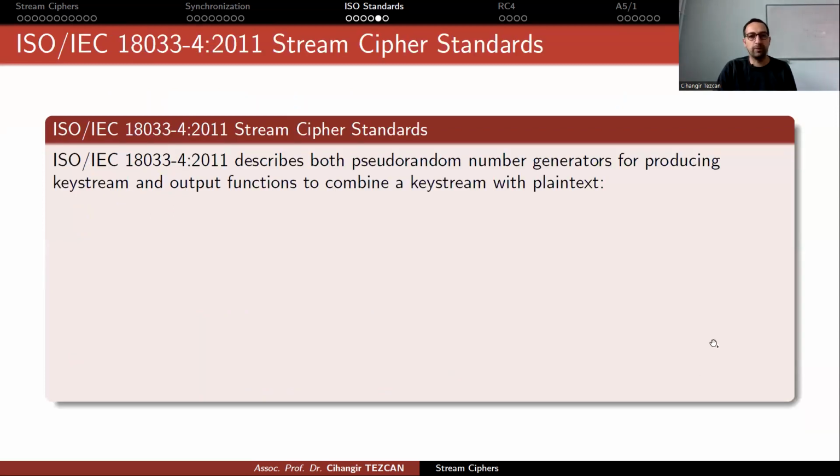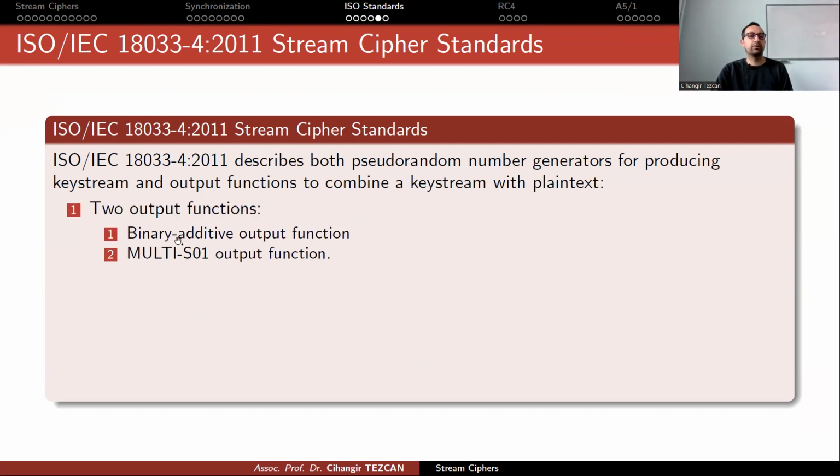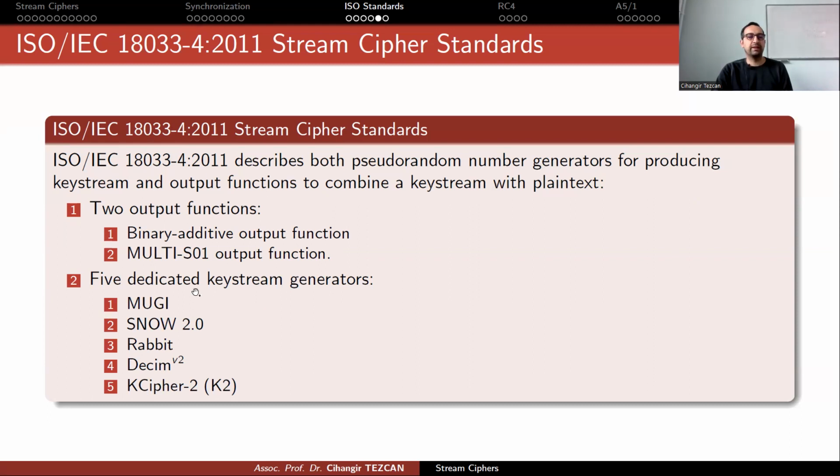Okay. So NIST doesn't have any stream cipher standards, by the way. This is why I'm not showing you any NIST standard, but ISO standards, we have many. This ISO standard describes both pseudo-random number generators for producing key stream and output functions to combine a key stream with plain text. For the output functions, you have the XOR operation and that kind of algorithm. But for key stream generators, there are 5 stream ciphers that are ISO standard. But I don't know if they are used in practice. Since this is an ISO standard, you might say that probably somebody is using it, but I have never seen any real world example. So I don't know if any of them are popular or not.